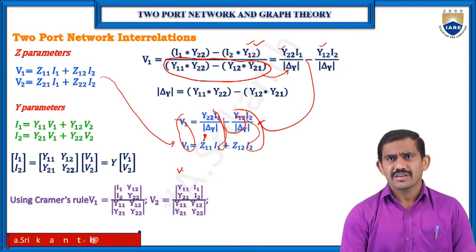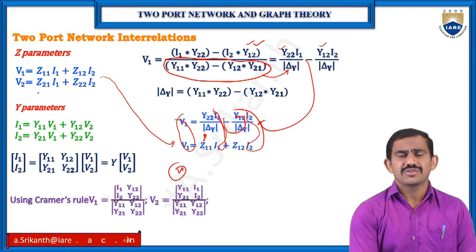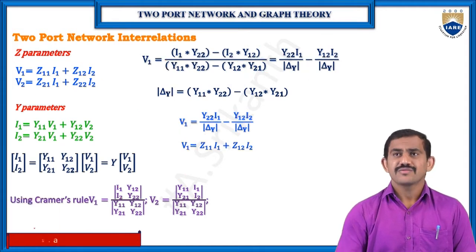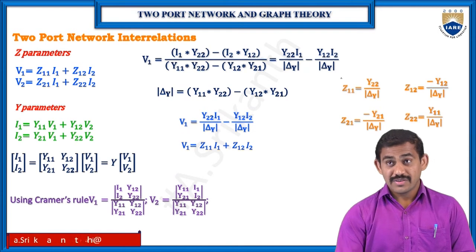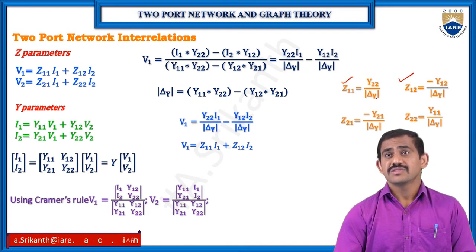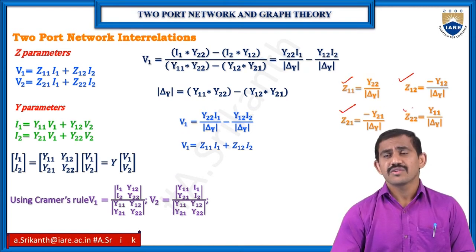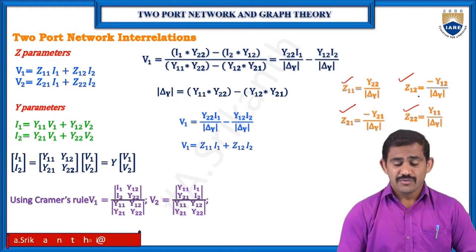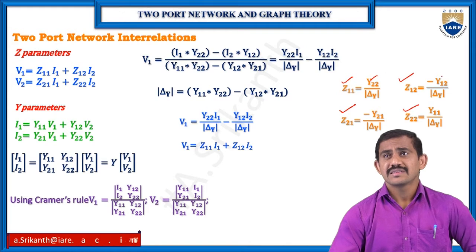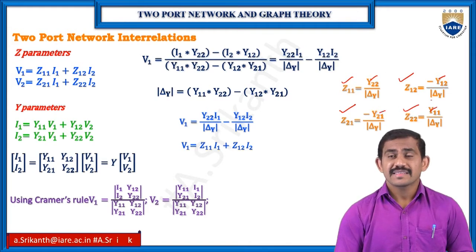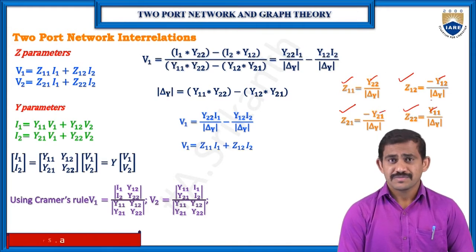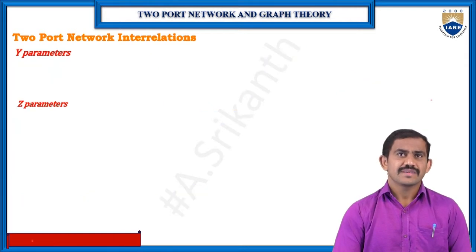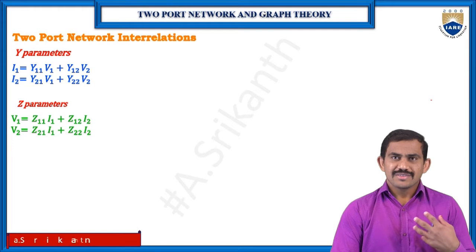If you compare with the v2 value, we have the z21 and z22 values. Then we have the z11, z12, z21 and z22 values for the 4 terminals. When I know the y parameters, I can find out the z parameters values. Okay, now we'll move to the reverse. If I know the y parameters, I can find out the z parameters.